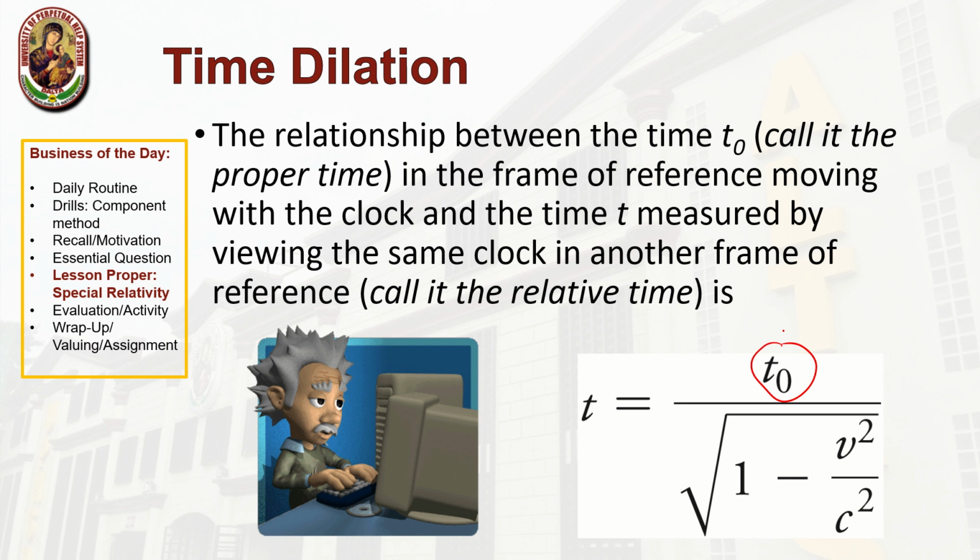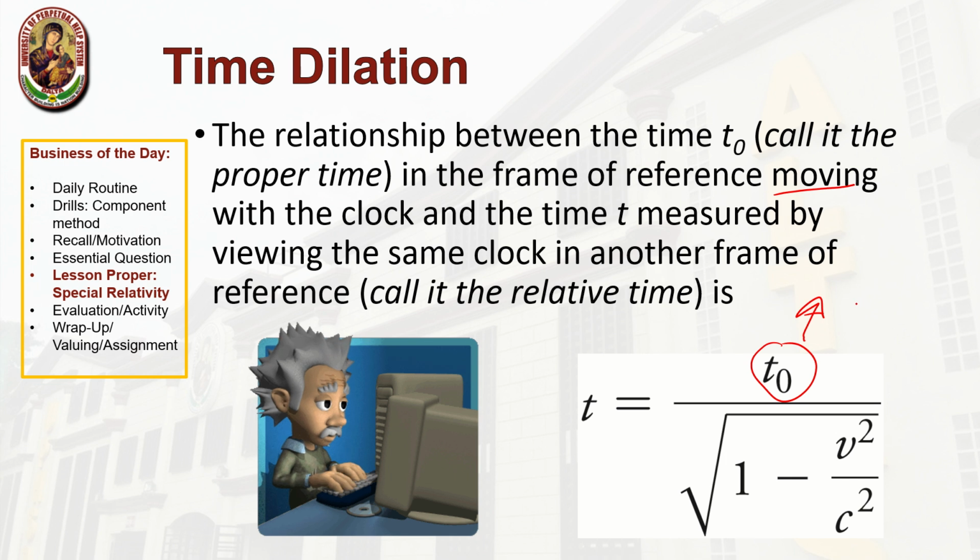If we're going to use the previous scenario that we have as an example, the astronaut on the spaceship and the observer on Earth, the time that will be recorded by the astronaut will be this proper time, the T sub zero. Okay? Because the T sub zero is the time recorded in the moving frame.